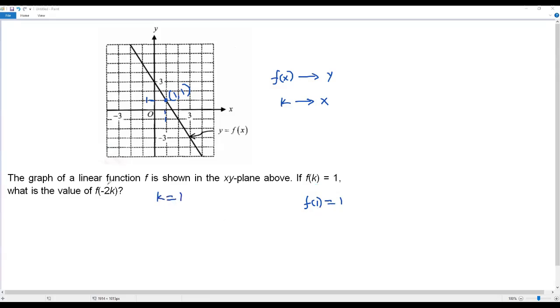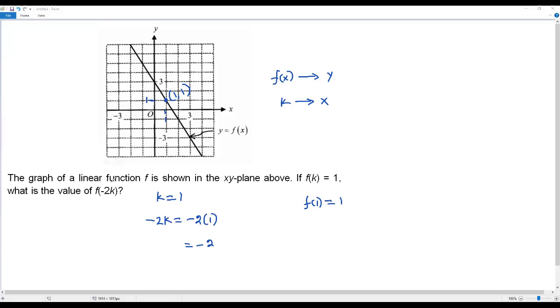Now our aim is to find the value of f of negative 2k. We got the value of k, that is k equals 1. Now let's find the value of negative 2k. So negative 2k means negative 2 times, we can plug in this 1 for k. So negative 2 times 1 is equal to negative 2. Now I got the value of negative 2k, that is equal to negative 2.